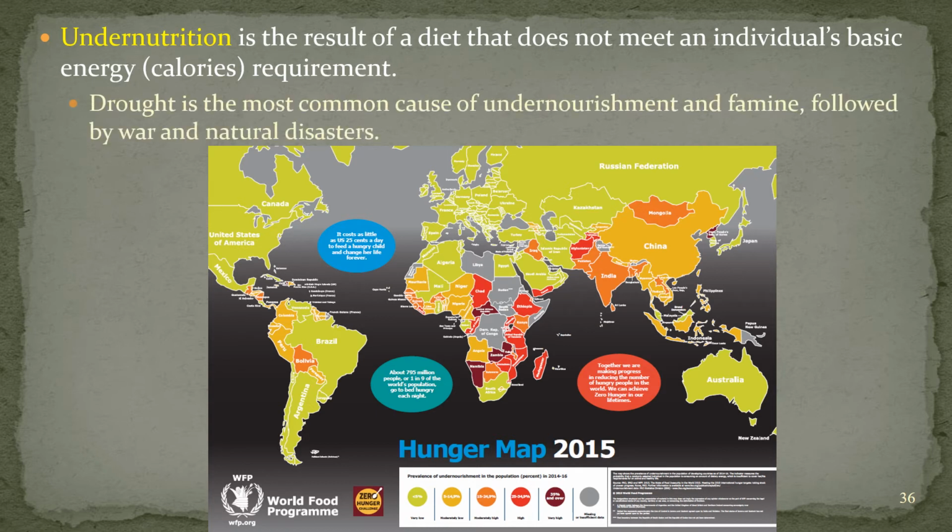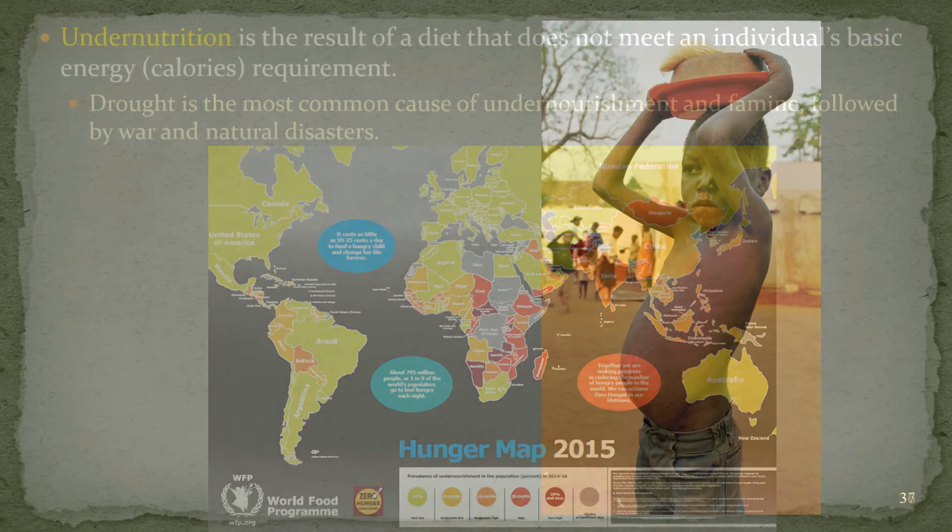Hunger map. So, undernutrition is a result of a diet that does not meet an individual's basic energy requirement. Drought is the most common cause of undernourishment and famine, followed by war and natural disasters.